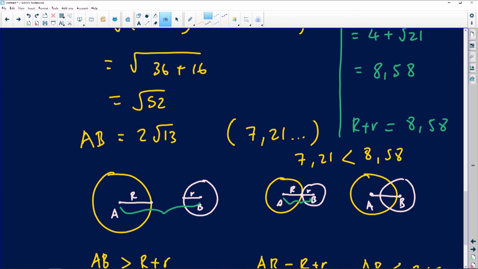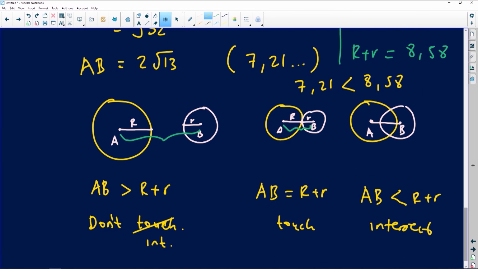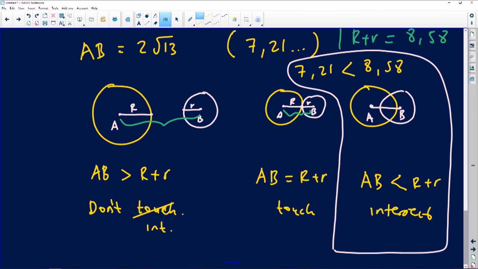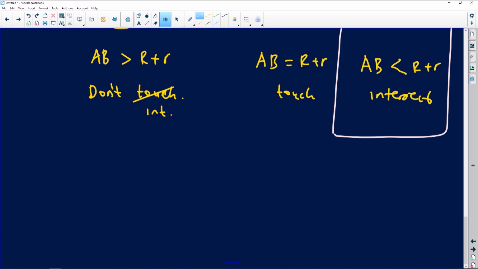Which one of those three conditions are we ending up with? Well, we are ending up with the one that says if the distance between the centers is smaller than the sum of the radii, then these two circles intersect each other. This is where we are. So you're going to say they intersect each other because the distance between the centers is smaller than the sum of the radii.